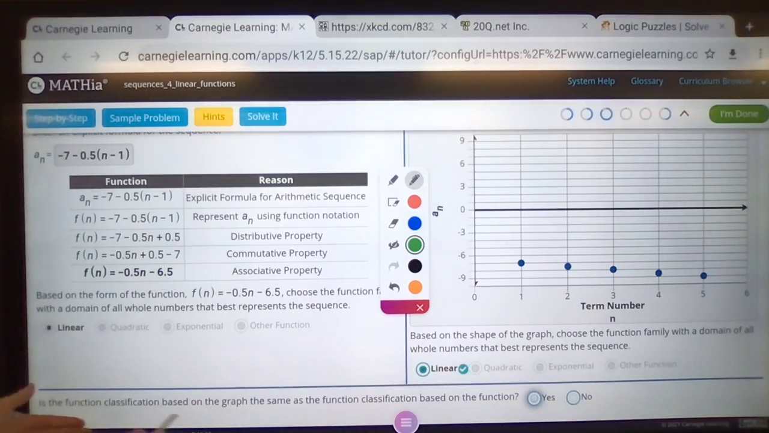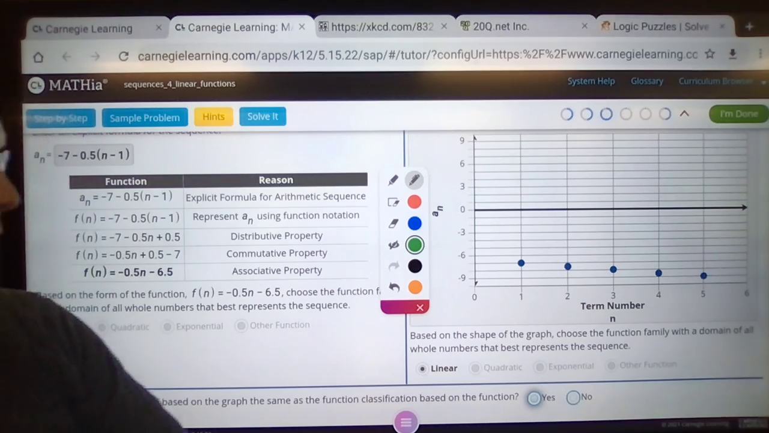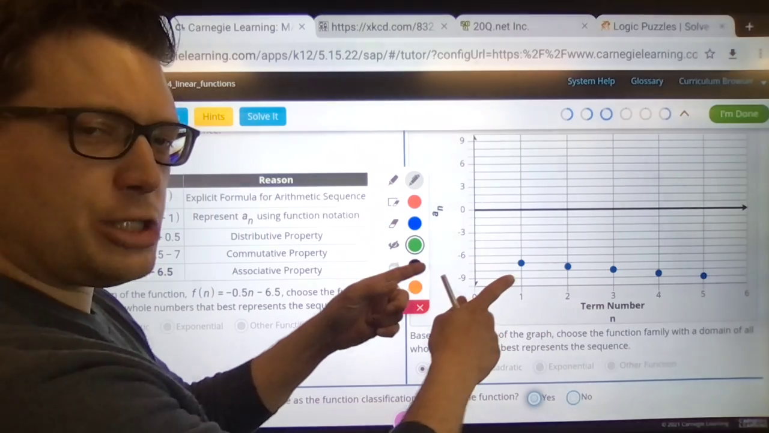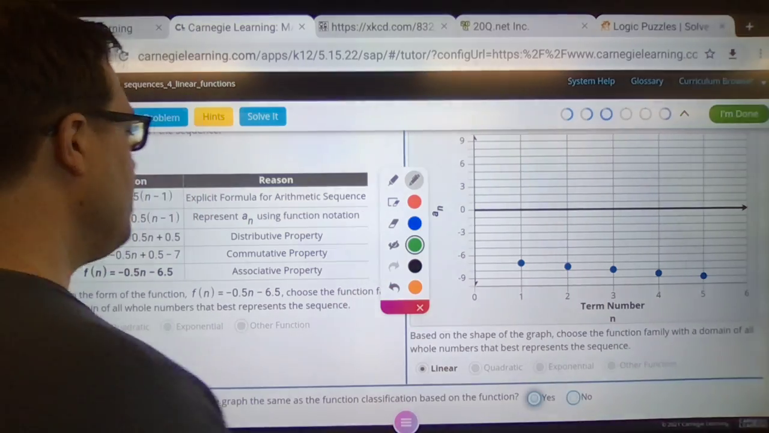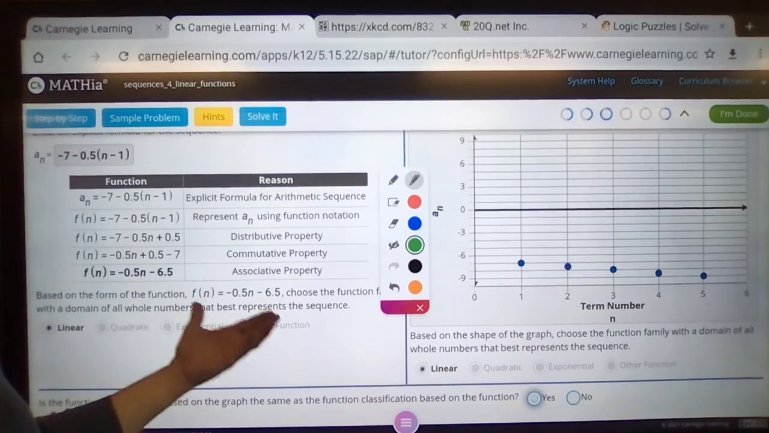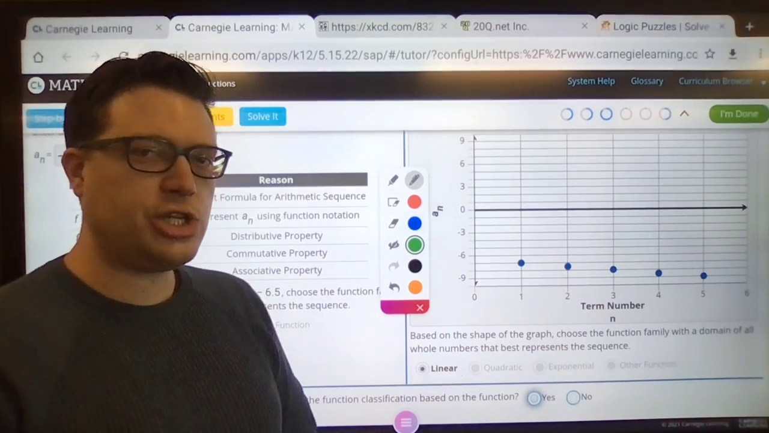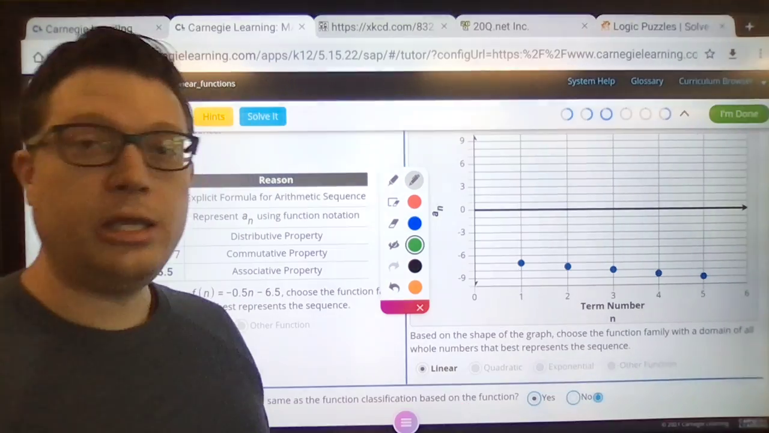Last question, is the function classification based on the graph the same as the function classification based on the function? Weird language just to mean, does that straight line of dots, it's not a full line, right? It's got spaces in between. Does that straight line and this function that is a linear relationship, are they the same classification? Well, we chose linear for both, so yes.